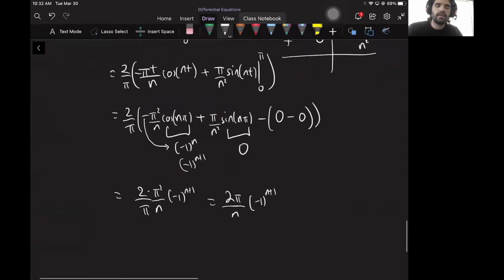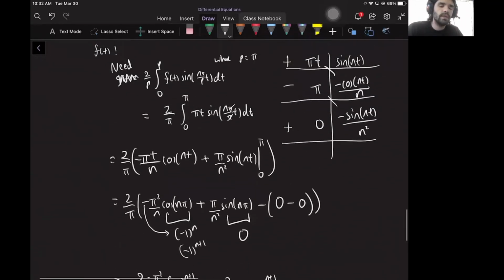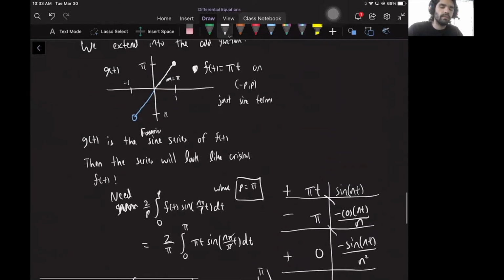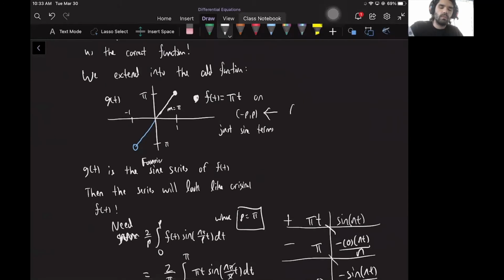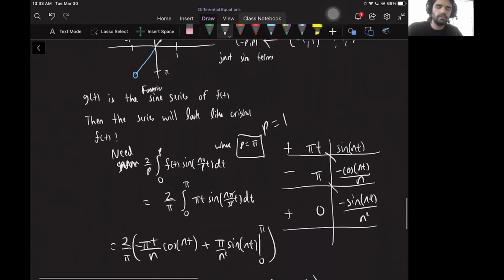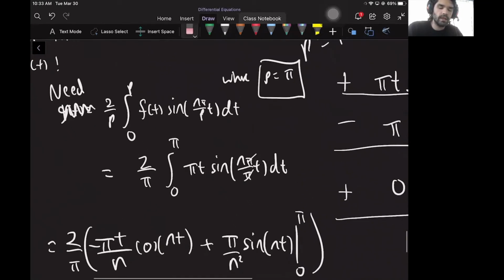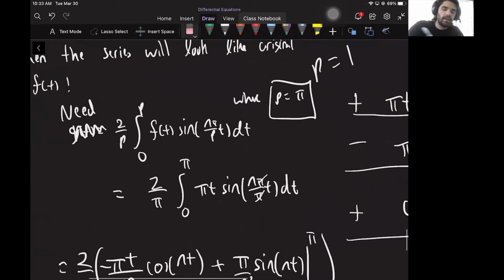Okay, I figured out what I messed up on. A horrible mistake a long time ago. Guess what? P was not pi. P was 1. We're going from -1 to 1. So P equals 1, which means a lot to change here. This is why you keep P the same and then plug in 1 at the end so you don't make this kind of error. All right, so that P, that's a 1 there.